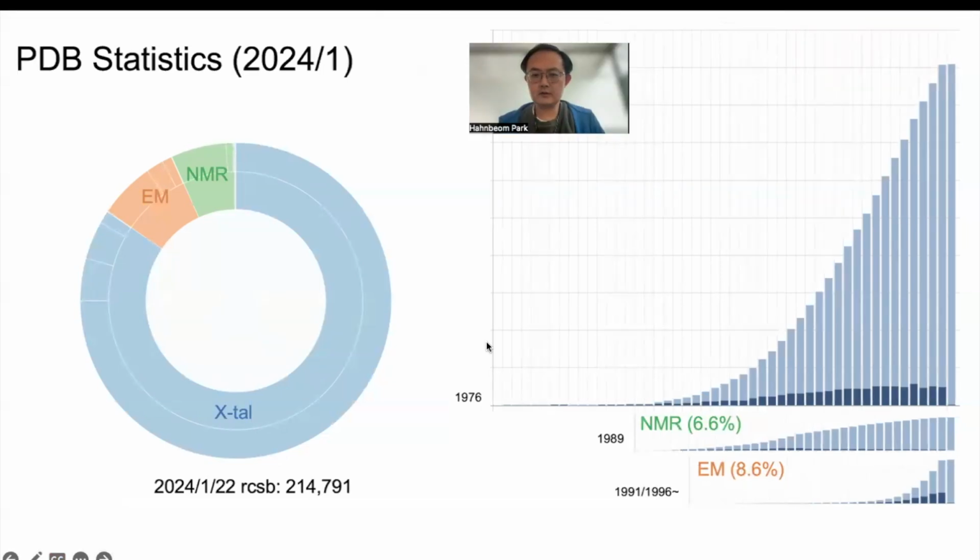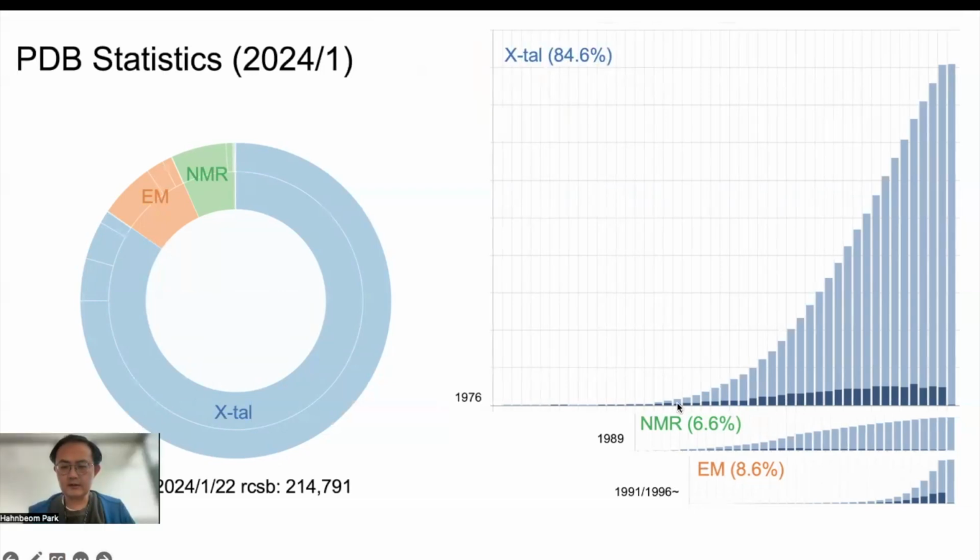And here's the growth over every year. So you can see that crystal structure has grown most rapidly and is still steadily growing, whereas EM structure has been growing really rapidly in the last 10 years.